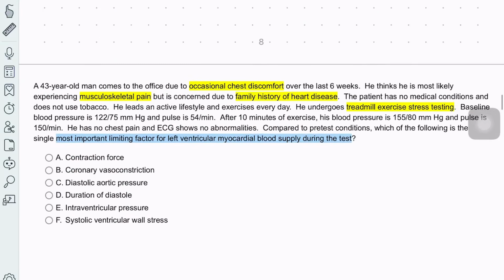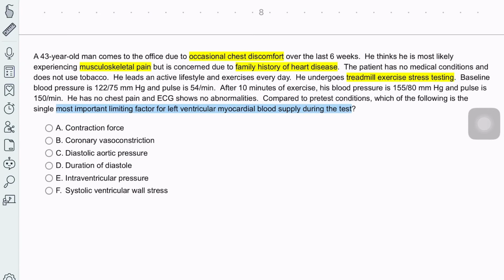Next question. A 43-year-old man comes to the office due to occasional chest discomfort over the last 6 weeks. He thinks he is most likely experiencing musculoskeletal pain, but is concerned due to family history of heart disease. The patient has no medical condition and does not use tobacco. He leads an active lifestyle and exercises every day.